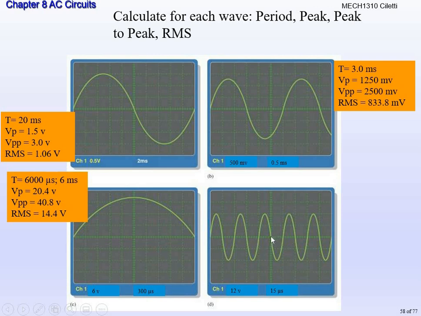The best way for me is to start at 0 and see where it starts over. It looks like it's 2 boxes to complete one period. Each box is 15 microseconds, so it's 30 microseconds to complete the period. So this is 24 volts by 30 microseconds for the period. VP is 24, and VPP is 24 times 2, and then the RMS is 0.707 times 24 volts. So that's a way to analyze it.